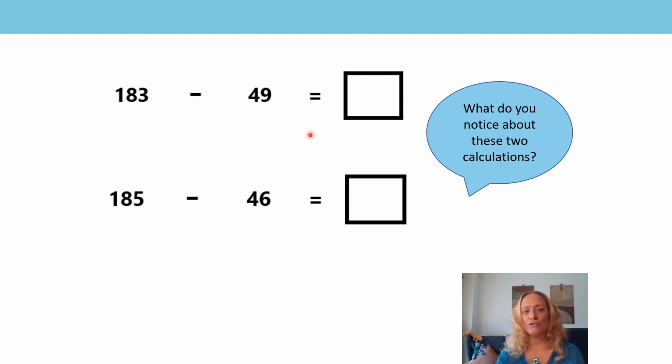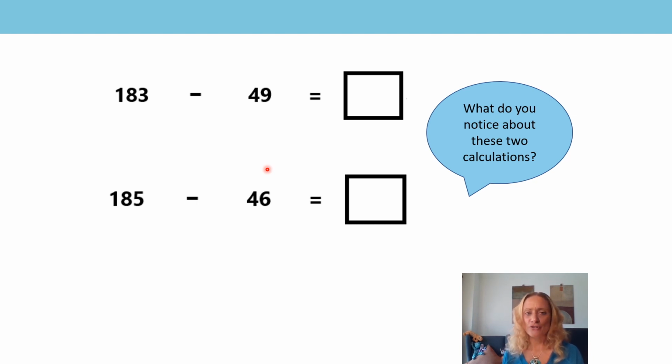Brilliant. I'm really glad that you spotted all of those things, because that might help us to decide how to solve them. Do you think we would solve these in the same way? If you were subtracting 49 from a minuend, would you use the same strategy as subtracting 46? I'm not sure I would. I think I might have a different strategy for both of those subtrahends. But that's what I want to explore today.